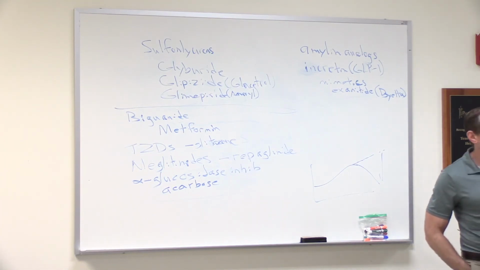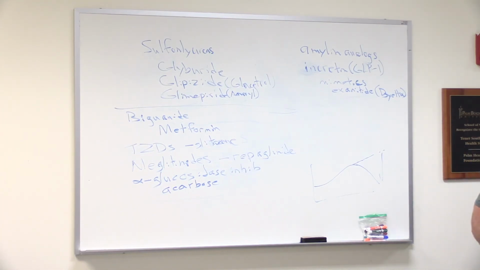So these drugs work by enhancing or activating incretin receptors. They're given by injection. Any questions? So now we need to learn the names for each of these.